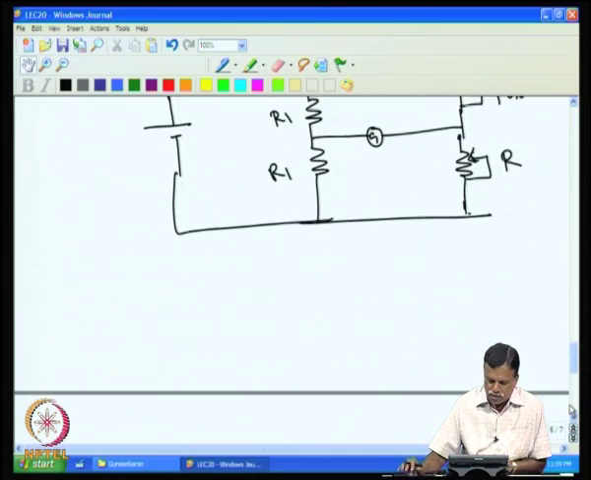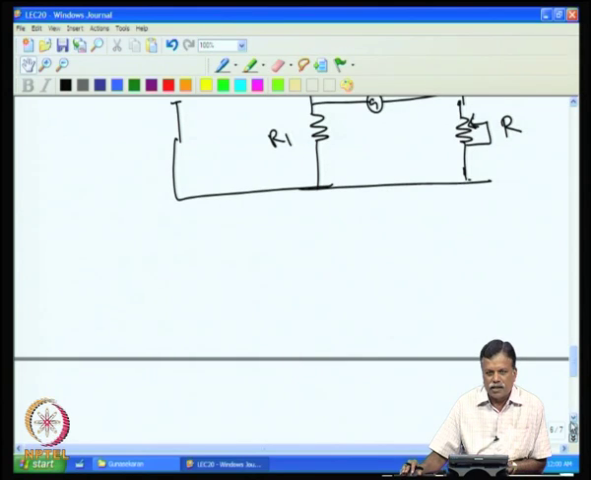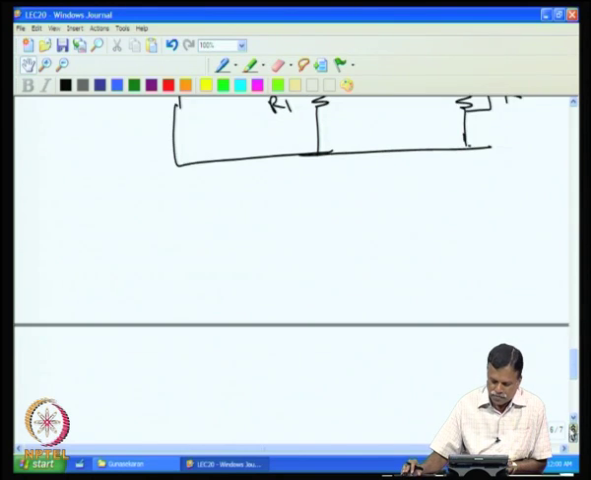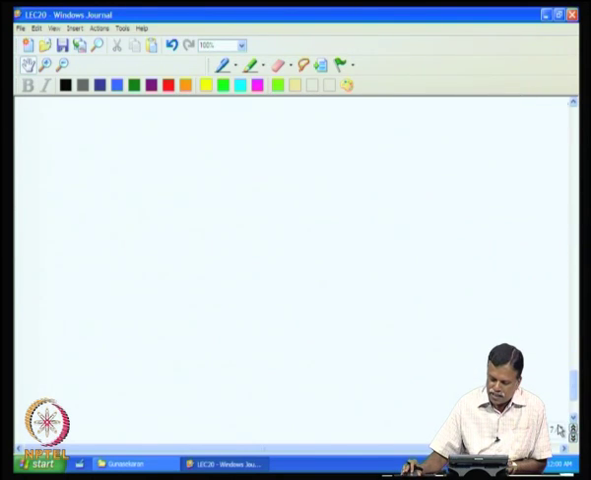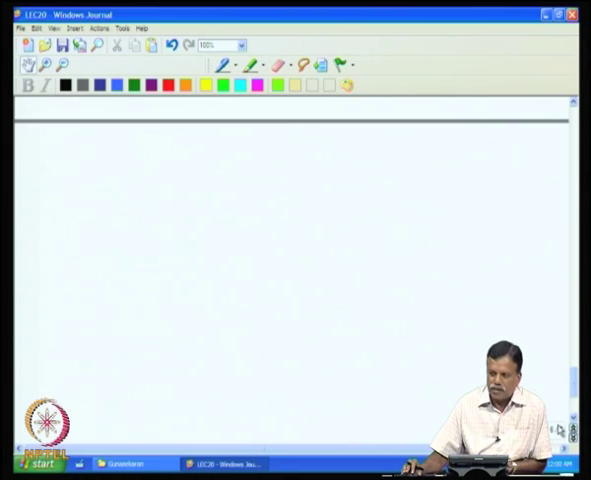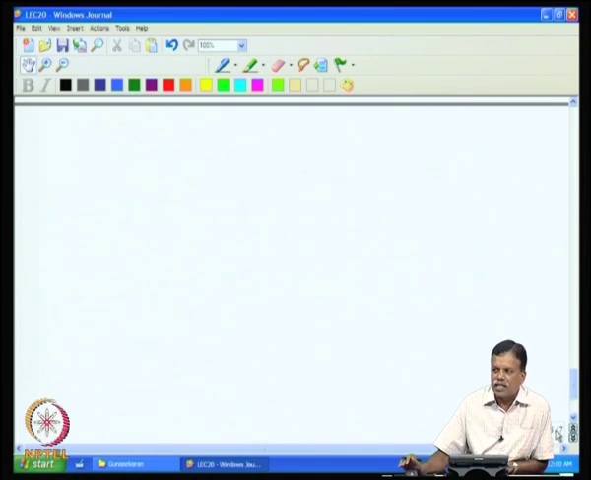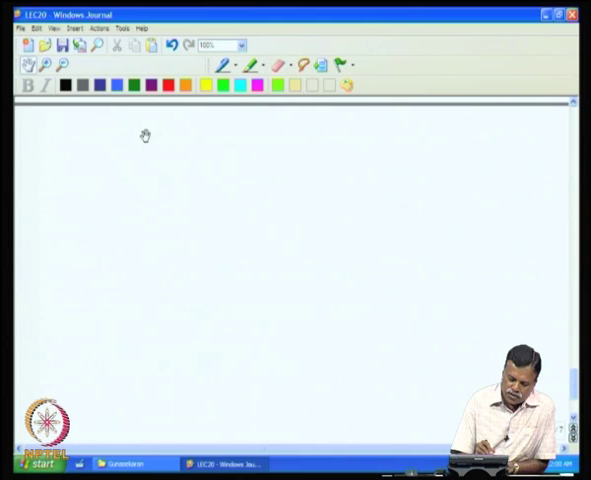So, if you are using a bridge, it is accurate and it is the cheapest, but then one has to go only for a null method. That is the drawback of this system. Now, let us see what technique most current instruments use to make measurements. The most popular technique is the use of a constant current source. So, using a constant current source, make the resistance measurement.